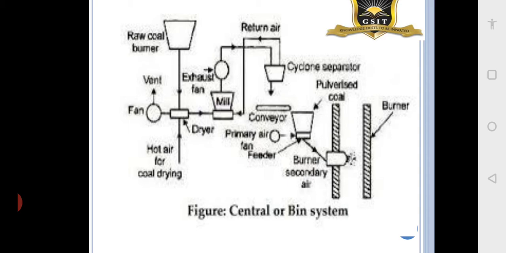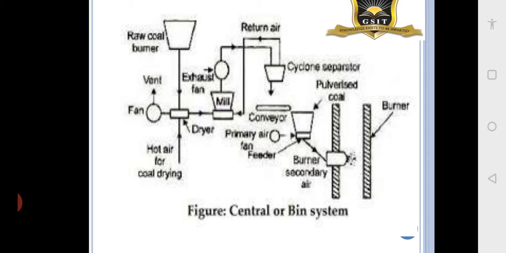This carrying of the coal powder is done by air itself. Please understand, this air is only conveying the coal powder. Cyclone separators are there, where the big particles are separated and fine particles are sent to the burner. So at the bottom you see the conveyor. On the conveyor it comes to the primary air, which is again supplied to the feeder.